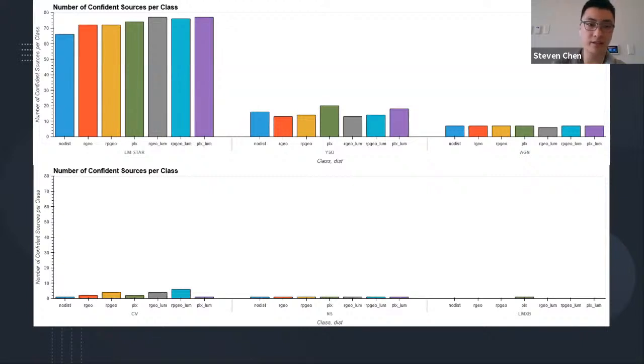So when we evaluated the pipeline on this cluster, we get the number of confident sources per class for each of the distance metrics that we used. So we see for most of the classes here, there's not that many sources confidently classified, and there's not that much of a change between the different distance metrics and no distance. The most significant change was for low mass stars. We see that using any distance metric increases the number of confidently classified low mass stars by over 10% compared to not using distance at all.